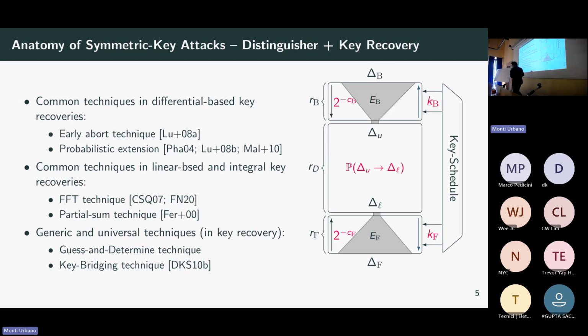And there are some very generic methods that are applicable to almost any key recovery technique, like guess-and-determine attack, or the technique of key bridging. The key bridging actually exploits the relation between the keys that are involved in the attacks, because we want to save some guesses. We want to exploit the relation between keys. I don't want to go through the details. I just wanted to give you a big picture of the anatomy of symmetric key attacks.